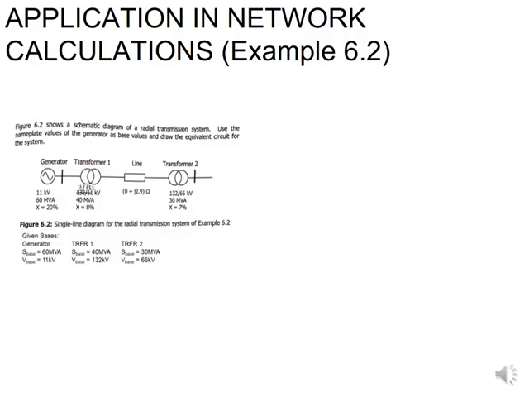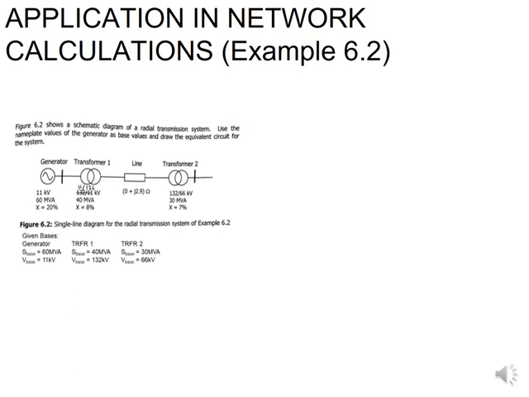We go on to our second example. So we start working a little bit now from this point on. Here we're given a figure, and they say that it's a schematic diagram of a radial transmission system, and you must use the nameplate values of the generator as base values and draw our equivalent circuit for the system.